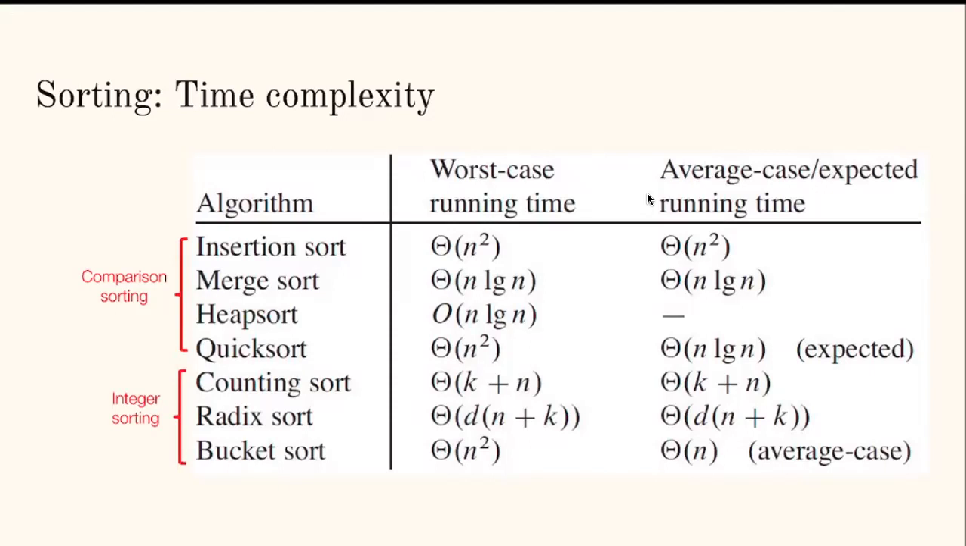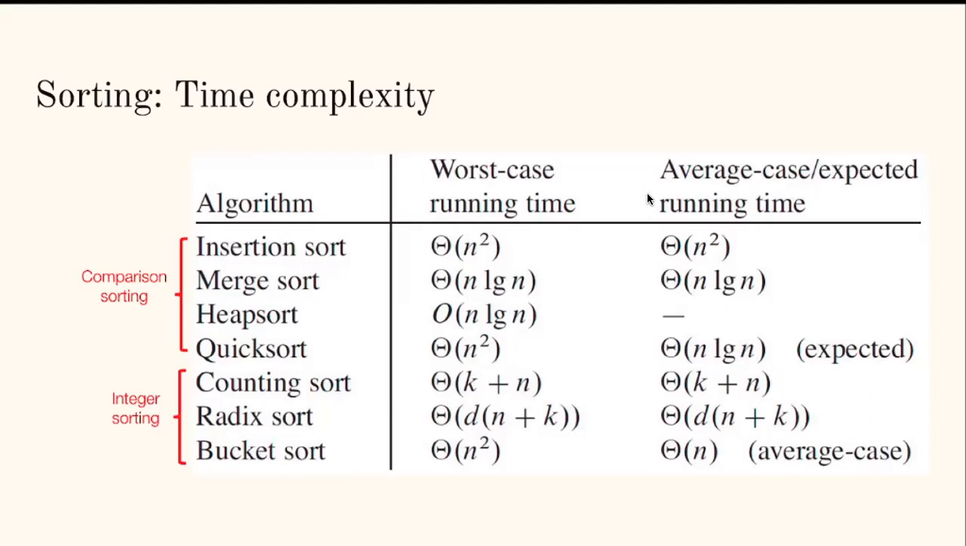But in the best case of insertion sort, the array is already sorted, right? So if the array is already sorted, well, why do we need to sort again? So we expect the time complexity to be n squared. That is the average or expected running time.